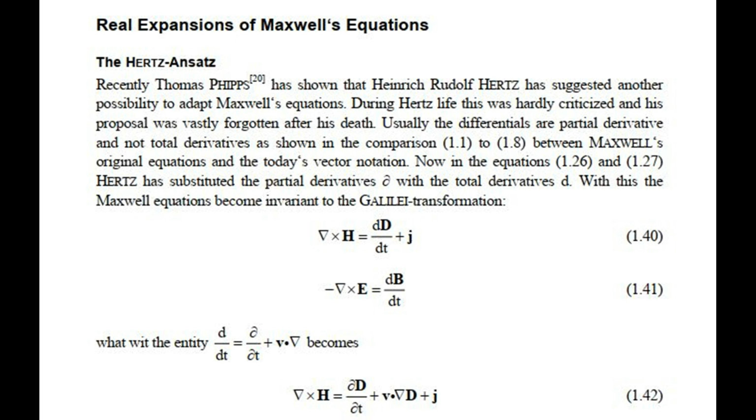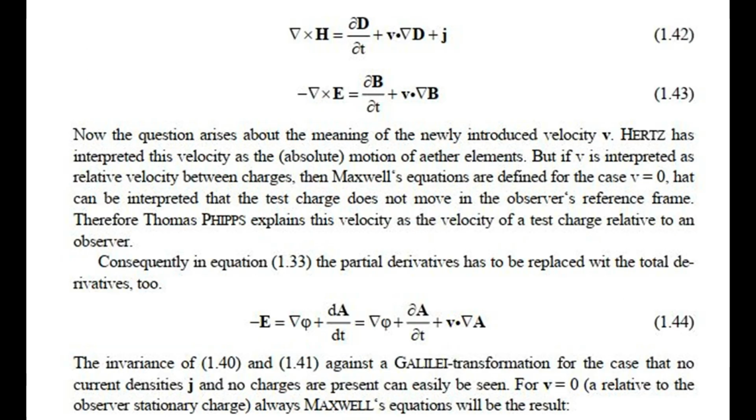Now the question arises about the meaning of the newly introduced velocity v. Hertz has interpreted this velocity as the absolute motion of ether elements. But if v is interpreted as relative velocity between charges, then Maxwell's equations are defined for the case v equals 0, which can be interpreted that the test charge does not move in the observer's reference frame. Therefore Thomas Phipps explains this velocity as the velocity of a test charge relative to an observer. Consequently in equation 1.33, the partial derivatives have to be replaced with the total derivatives, 2.